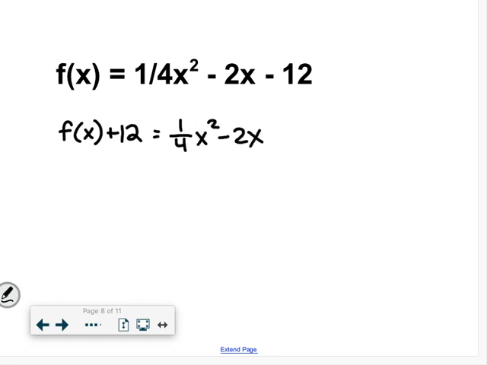Now we're running into a trouble spot. You're not allowed to complete the square if the a value, the coefficient to x squared, is anything other than positive 1. So if there's a number there, if there's a negative there, that thing has to be factored out of all the x terms first. Since there's a 1/4 in front of x squared, I'm going to factor out 1/4. So factor out whatever is in front of x squared.